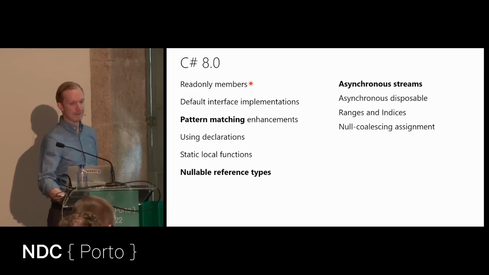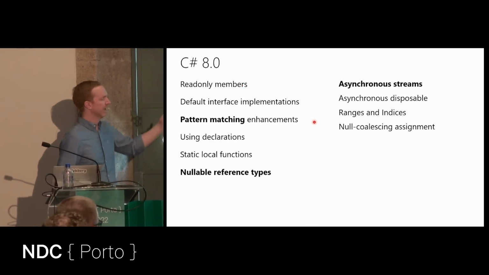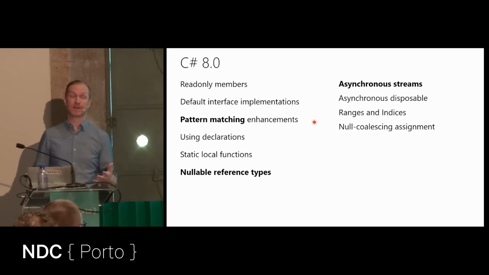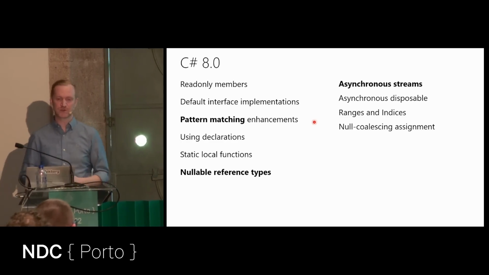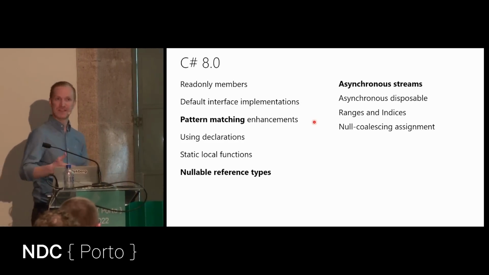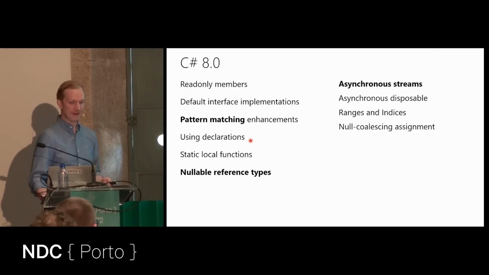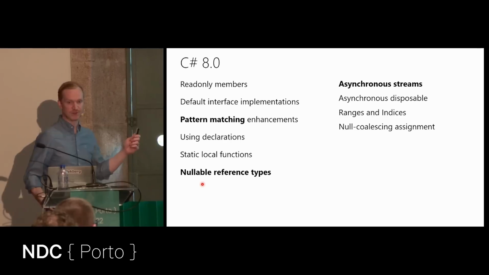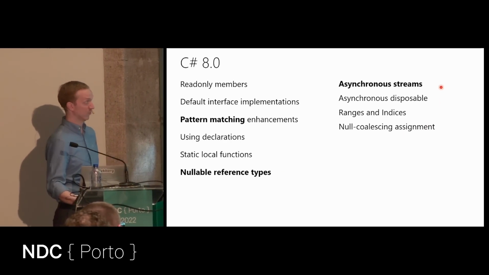Got something called read-only members, default interface implementations. There's pattern matching enhancements. And why I'm saying enhancements here is because the language designers added a first version of pattern matching in C# 7. But at that point, it didn't make much sense to use it. It's actually not until now that I see this used quite heavily in new C# projects. Got something called using declarations, static local functions, and then another really big thing called nullable reference types. It changes the way that we look at nulls, and we'll get into that as well.